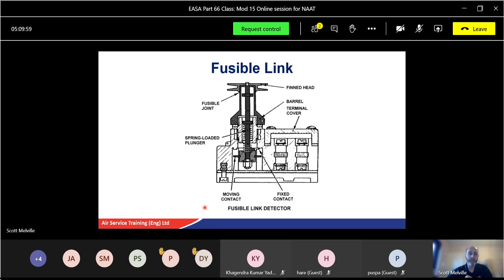Fusible link. Well, what are fuses for? Or how do fuses work generally? How does a fuse work? Anybody?